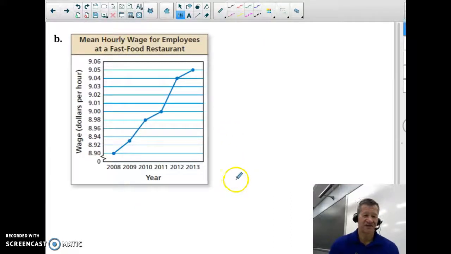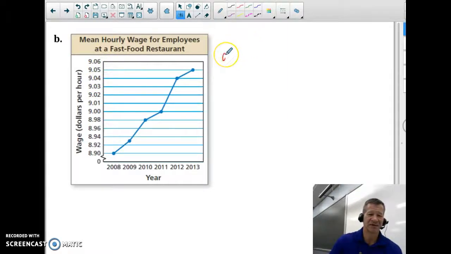Now, if you look at this graph, now hopefully this is, again, some quantitative data, so the years from 2008 to 2013, and then these are wages. Okay, and these are the mean or the average hourly wage for employees at a fast food restaurant. Well, what I notice right away here is they start at 890, but this time they have a break. They're telling us there's a break in the graph. They didn't do that last time. Now here it's going from 890 up by twos, and then look at this. All of a sudden they start going up by 1 cent. Okay, well that's no good.